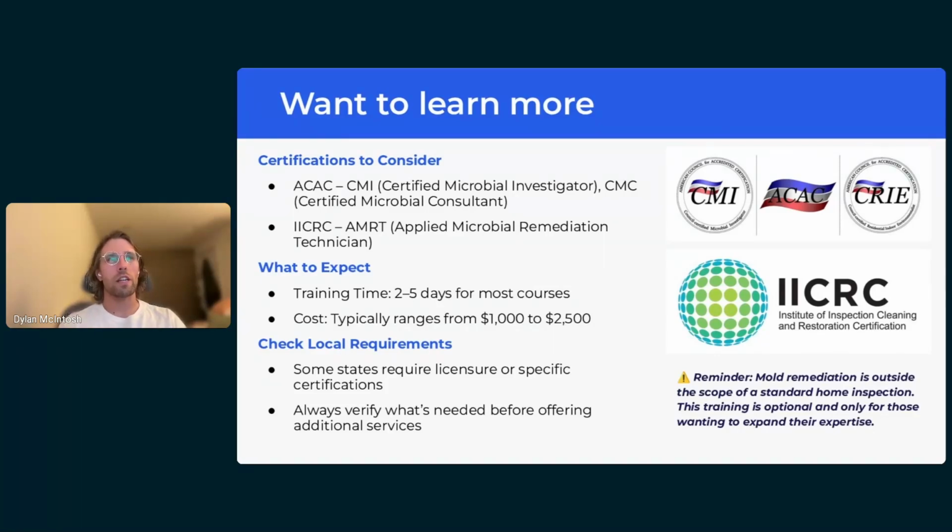There's IICRC, which has remediation-related and restoration-related certification, such as the AMRT. There's formal training courses for these. There's self-guided study guides available as well. Generally, there's a cost associated with getting training and achieving the certification. And some states will require either certification or licensing. So it's important to know with your local state, or the states that you work in, what their requirements are, so you can make sure that you are meeting those requirements prior to carrying out any of the work.